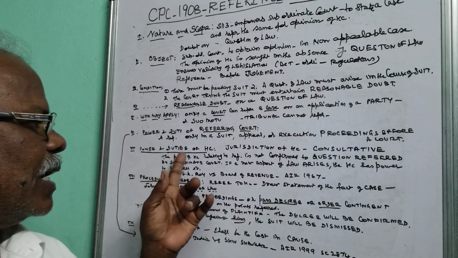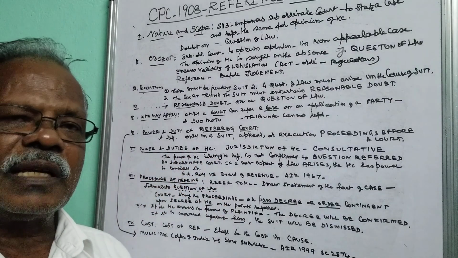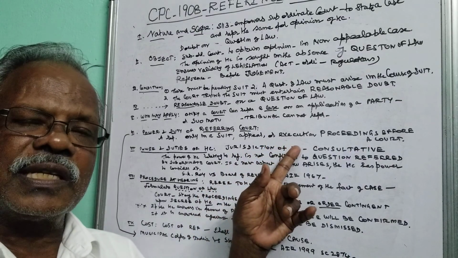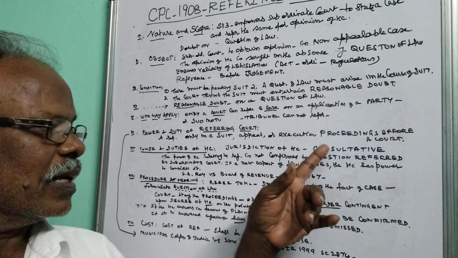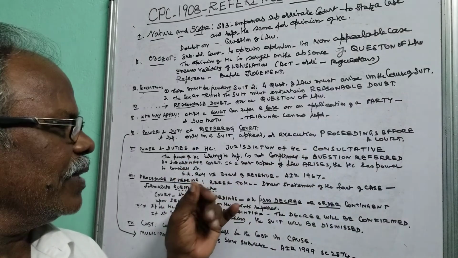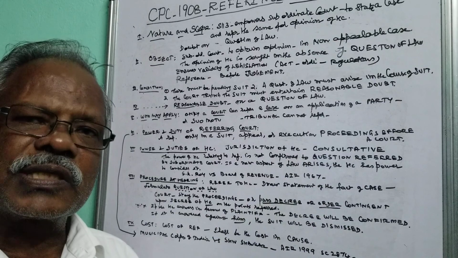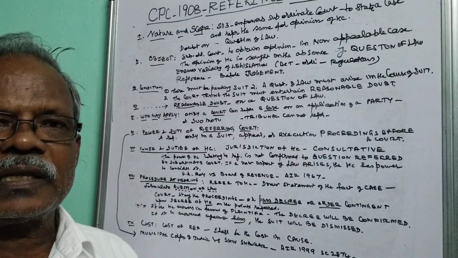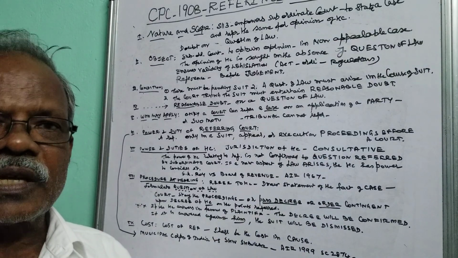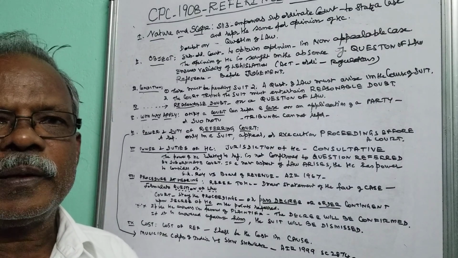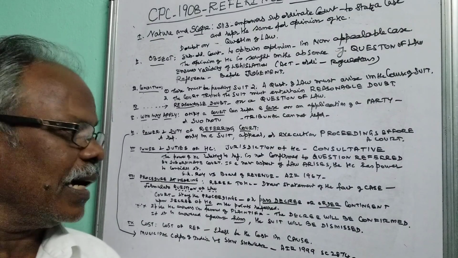Then the power and duties of the High Court. What are the power and duties of the High Court? The jurisdiction of the High Court is consultative, and the power of the High Court relating to reference is not confined to the question of law referred, but also if some other things are lacking, suggestions can be made by the High Court.